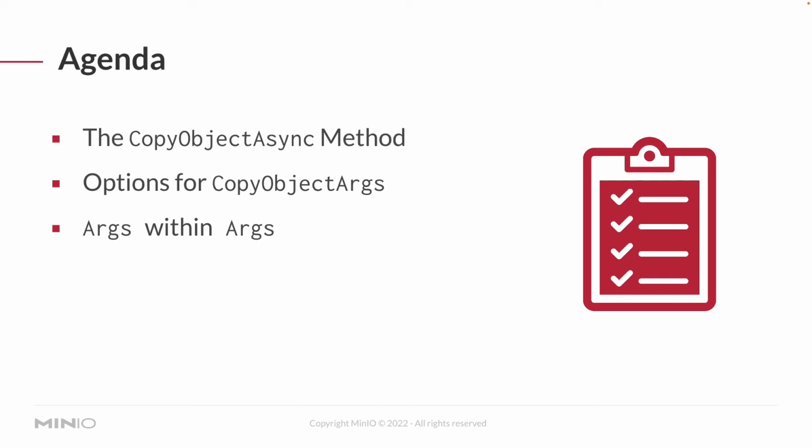Let me talk a little bit about what we're going to see in this video. We're going to focus on the CopyObjectAsync method. In order to use that method, though, you're going to need to have a CopyObjectArgs object to work with. And the interesting thing about the CopyObjectArgs is that it has an argument itself that it takes, the CopySourceObjectArgs, as well as the possibility for the copy source object to itself have a nested object in the form of a CopyConditions. But let's just focus on the CopyObjectAsync method. Let's take a look at our code.